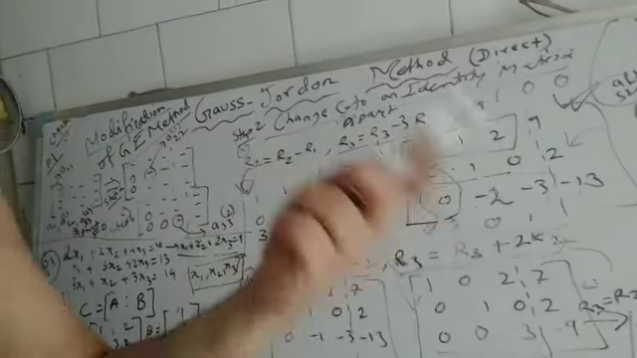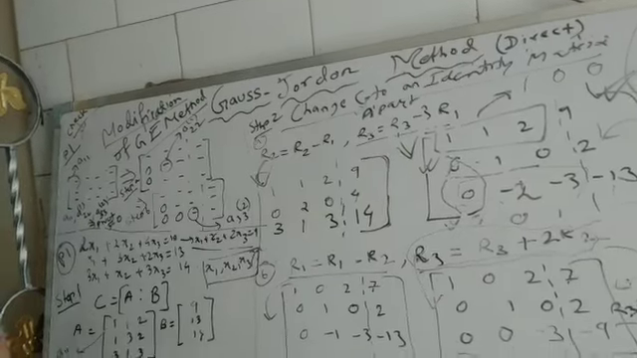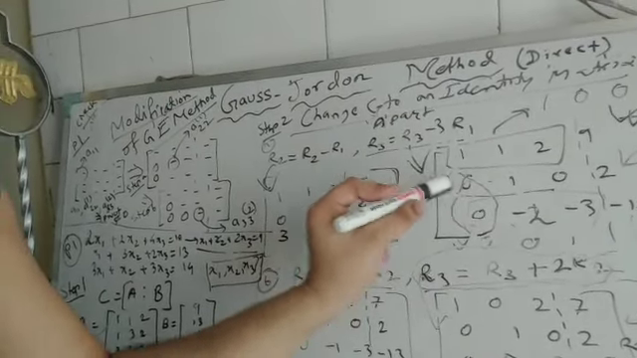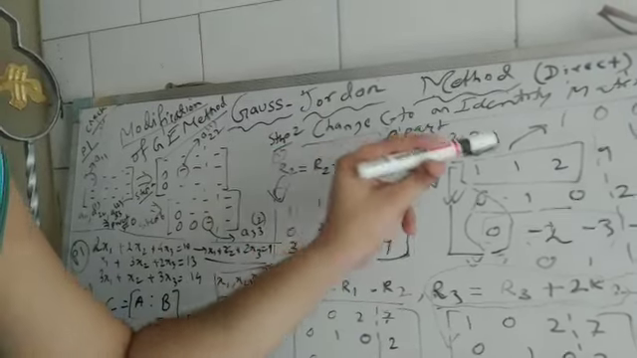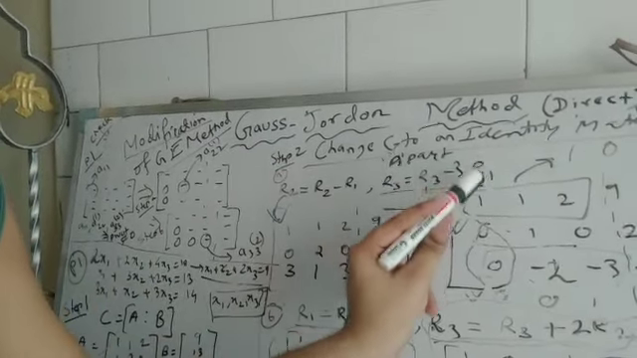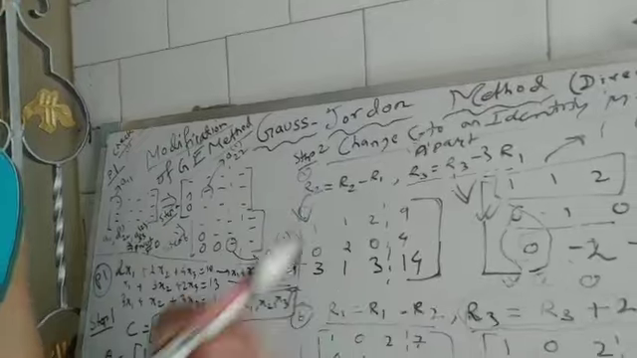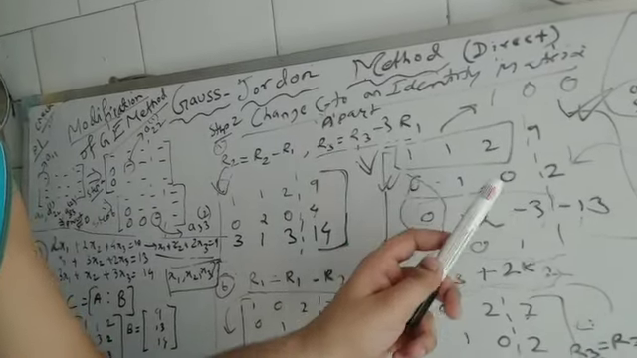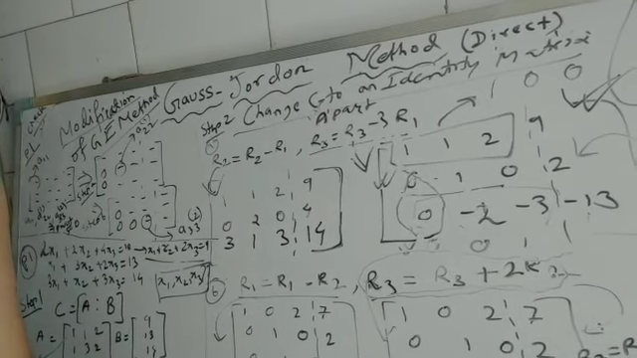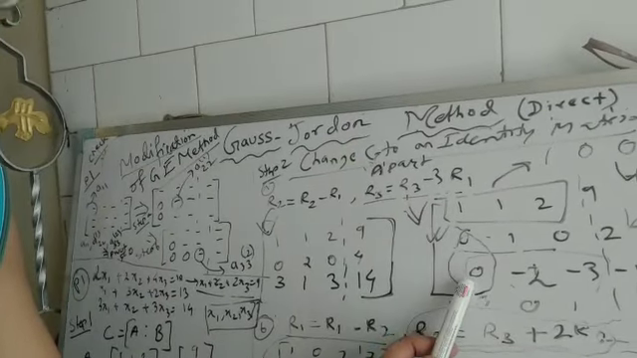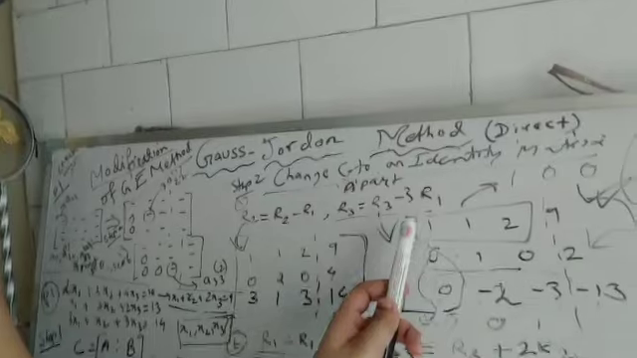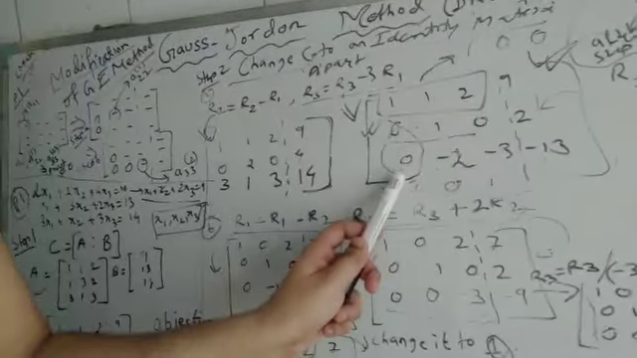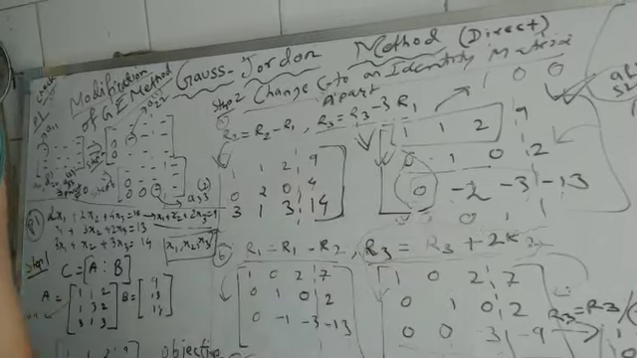So what is the gain? After this operation, I have made these two elements 0. And in both the cases, see, R1 is playing a major role. Okay, so this is the first part. Now see, this second row becomes 0, 1, 0. That means it becomes a part of an identity matrix. But this should be 0, 0, 1, and this should be 1, 0, 0. This should be 1, 0, 0. This should be 0, 0, 1.